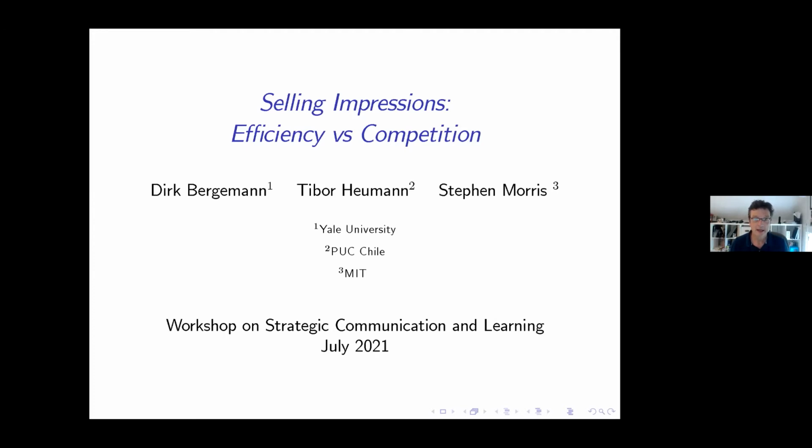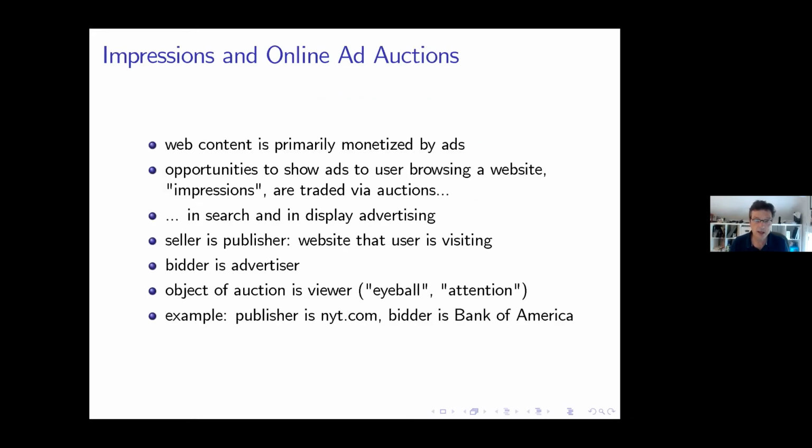So the paper today is joint with Tibor Heumann and Stephen Morris. It's entitled Selling Impressions, Efficiency versus Competition. And we want to talk about impressions in the sense of digital advertising and their relationship to online ad auctions.